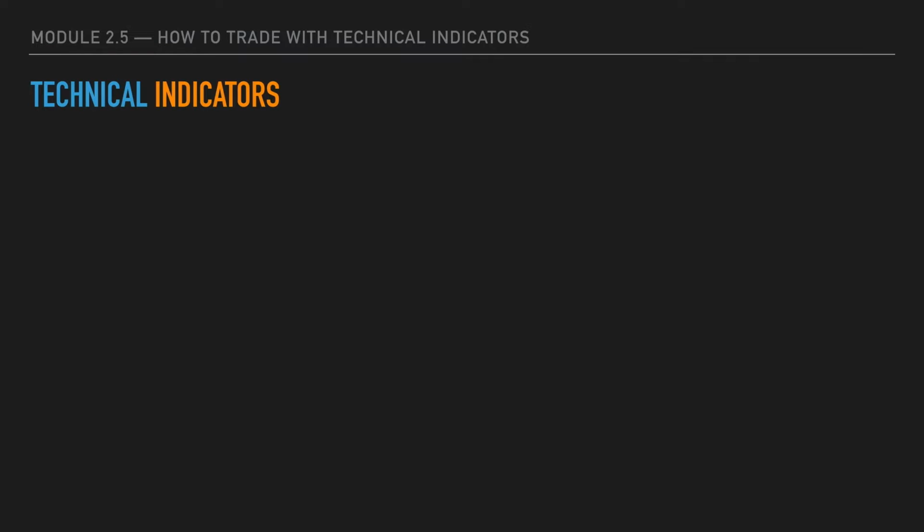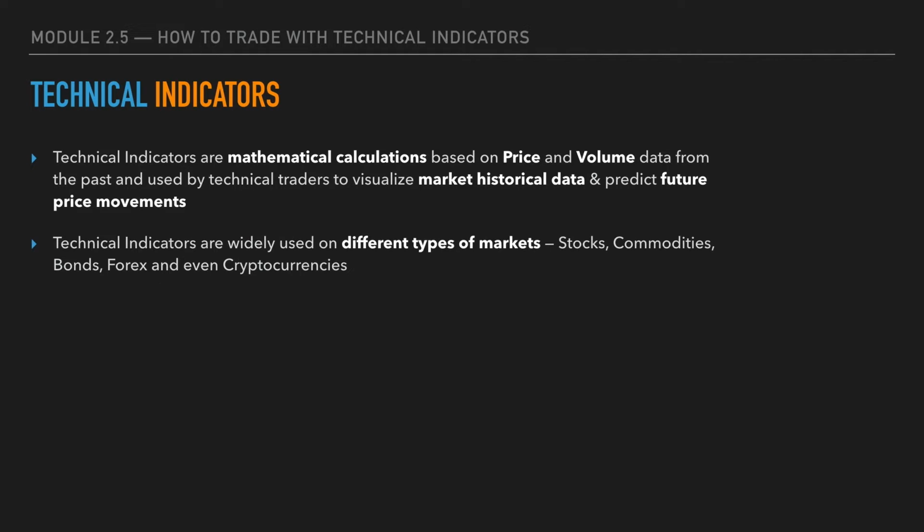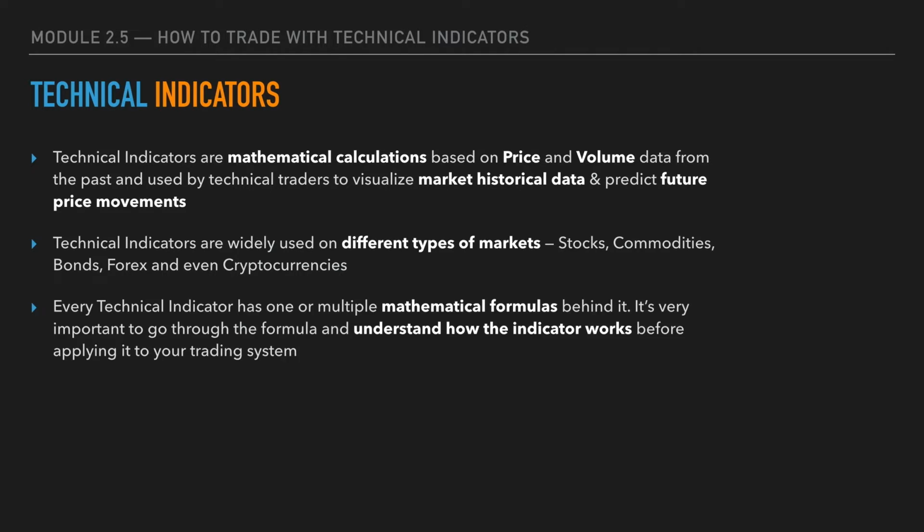So, what exactly are technical indicators? Technical indicators are a bunch of mathematical calculations based on price and volume data from the past, and are used by technical traders to visualize market historical data and predict future price movement. They are widely used on different types of markets, for example stocks, bonds, Forex, and even cryptocurrencies. Every technical indicator has one or multiple mathematical formulas behind it.